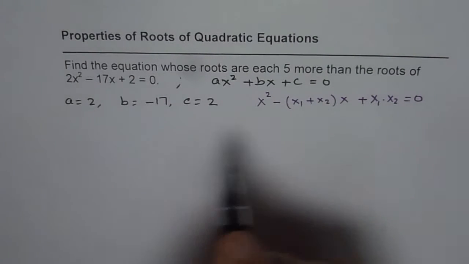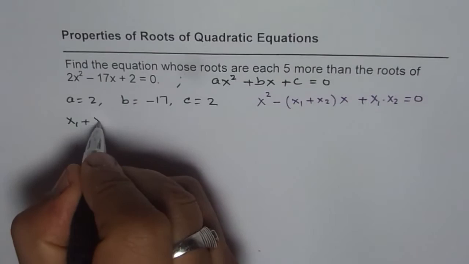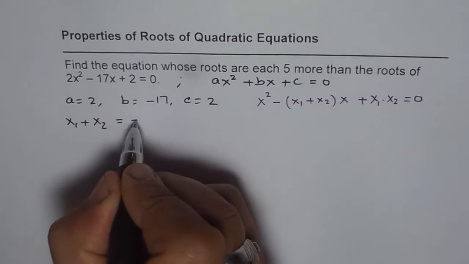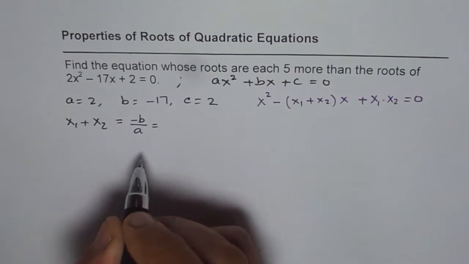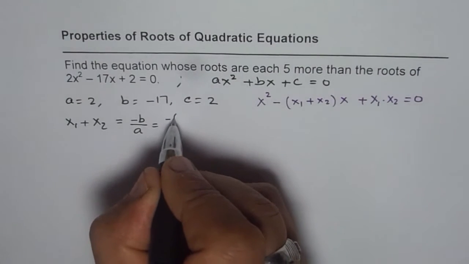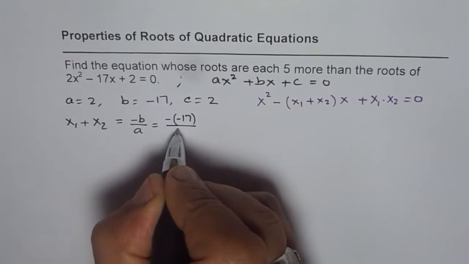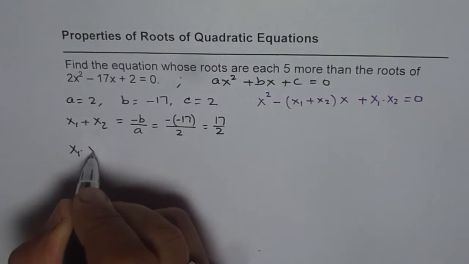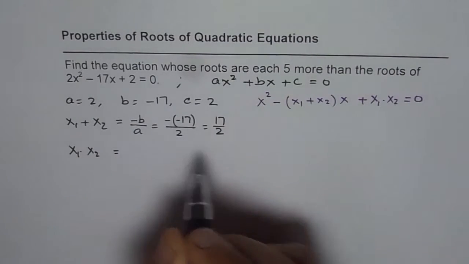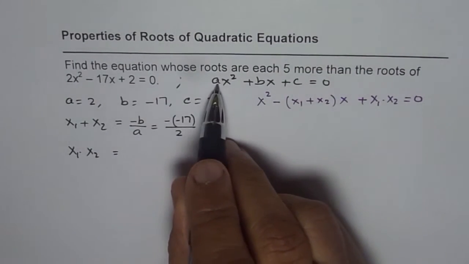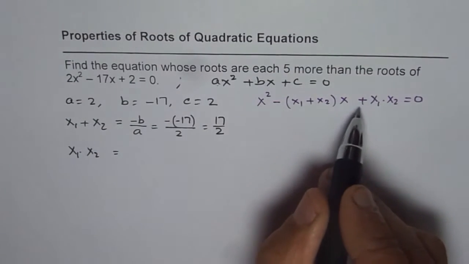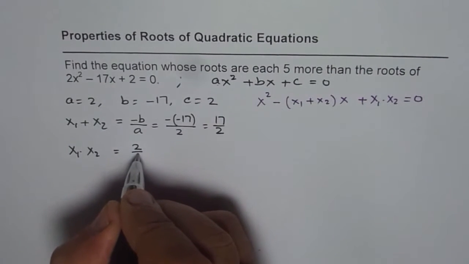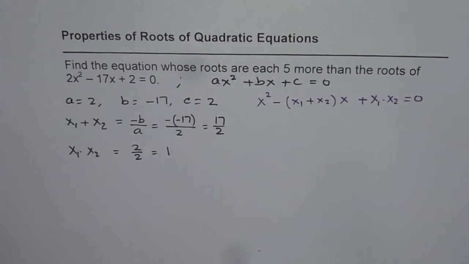You find that the sum of roots, that is x1 plus x2, if these are the roots for the given equation, should be equal to minus b by a, which will be minus of minus 17 over 2. So that is 17 over 2. And the product x1 times x2 is equal to c divided by a. C is 2, a is 2, so the product in this case is 1.